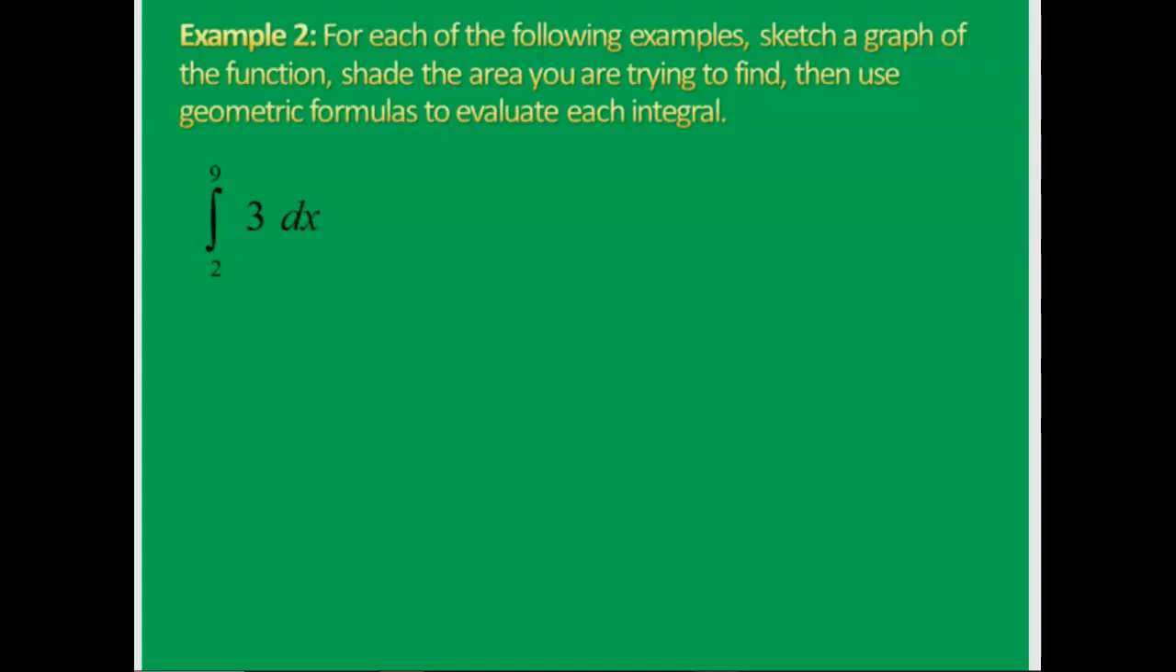For the example below, I want you to sketch the graph, shade the area we're trying to find, and then use that to find the geometric formula. So we're not quite at reverse power rule yet. So this integral in terms of a graph, if the function is 3, that represents the line y equals 3. It's from 2 to 9.